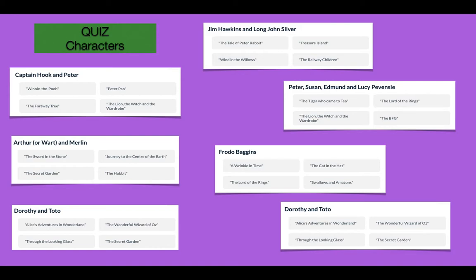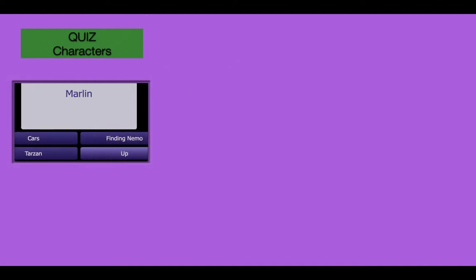Keep persisting, continue, don't be disheartened if you're not doing so well, but fantastic if you are scoring very well here. Okay, we have a character called Marlin. Which animation does Marlin appear in? Is it number 1, Tars, number 2, Finding Nemo, number 3, Tarzan, or number 4, Up?